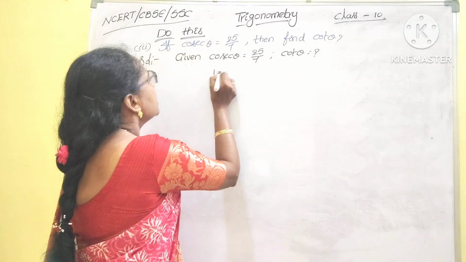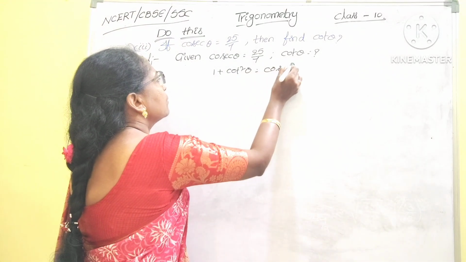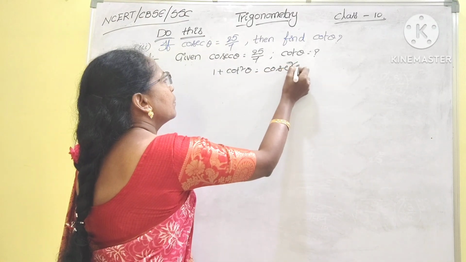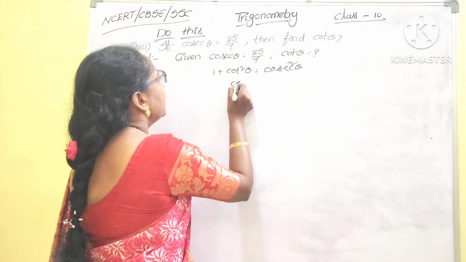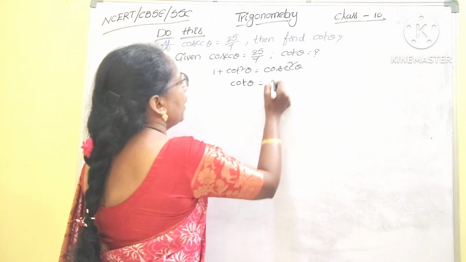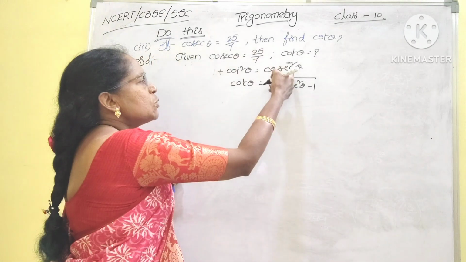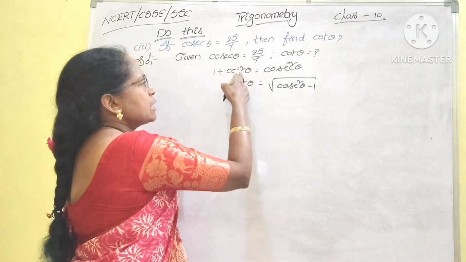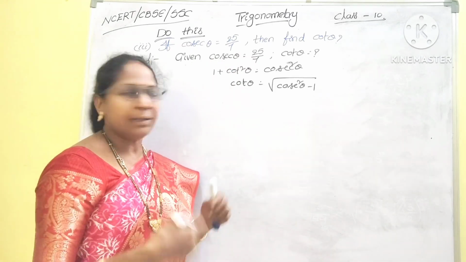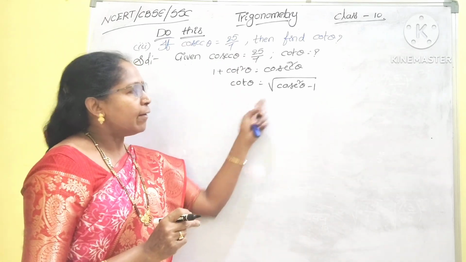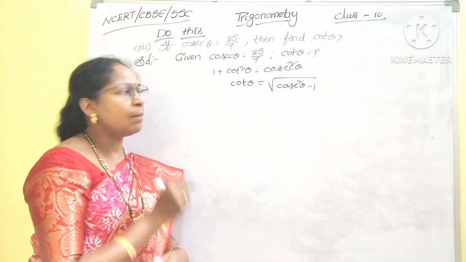We know that 1 plus cot square theta equal to cosecant square theta. Now here, which is required? Cot theta. So cot theta only you write here. Cot theta equal to square root of cosecant square theta minus 1. 1 goes to other side, it will become minus 1, and the square goes to other side, it will become square root. Directly I have written. Why? Because in last two previous sums I have written clearly. So the formula is cot theta equal to square root of cosecant square theta minus 1.